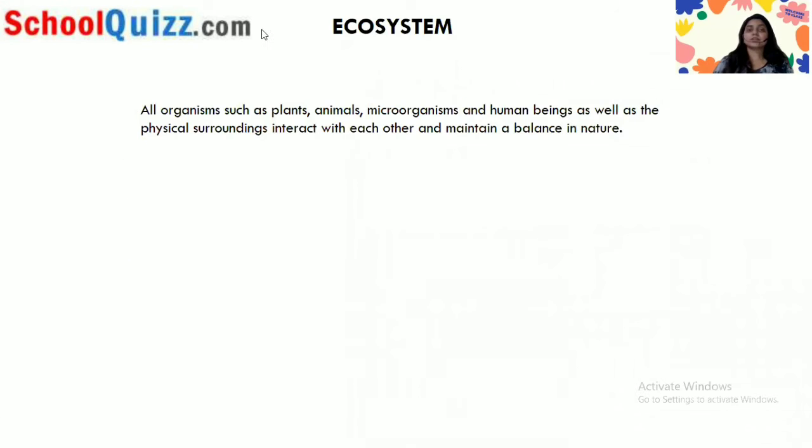So what is ecosystem? All organisms such as plants, animals, microorganisms, and human beings, as well as the physical surroundings, interact with each other and maintain a balance in nature. So this is called the ecosystem. Okay. Basically, we have three words, that is the environment, ecosystem, and the ecology.